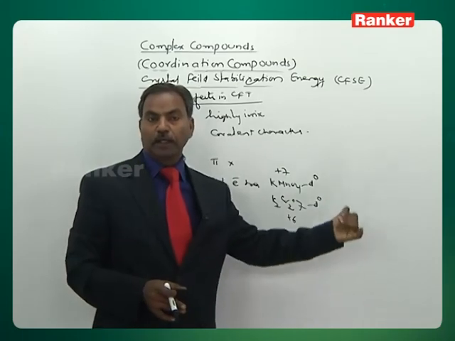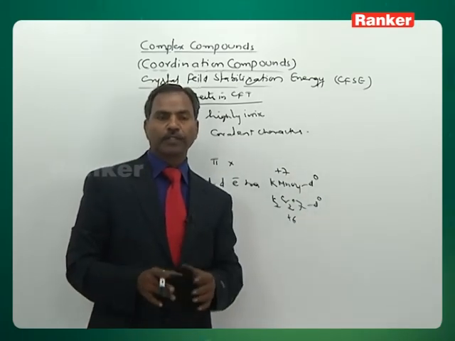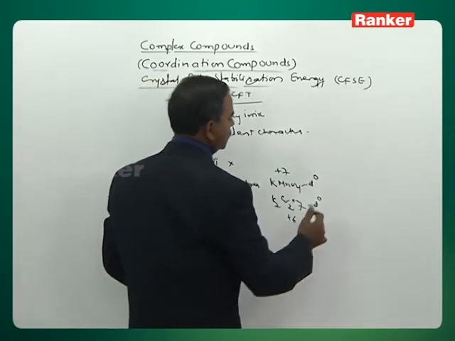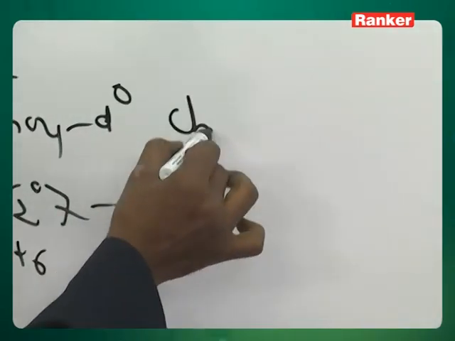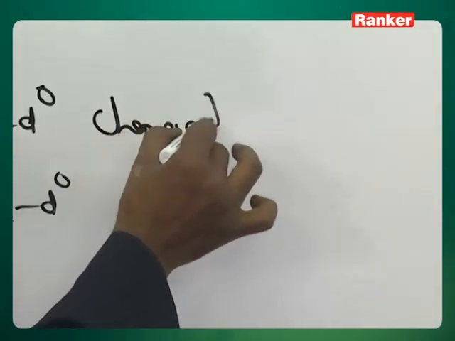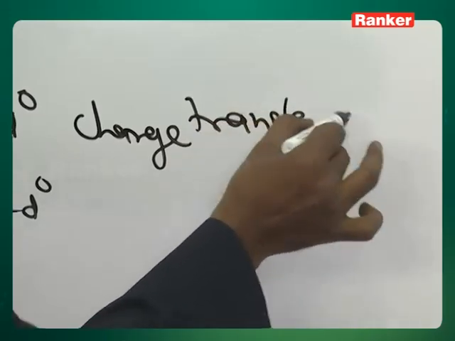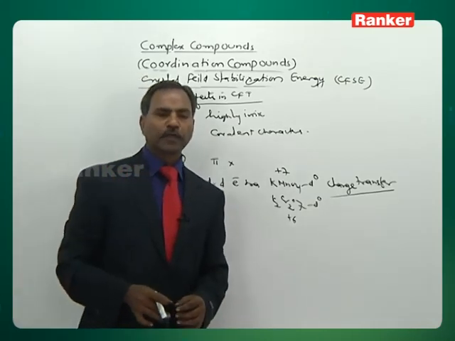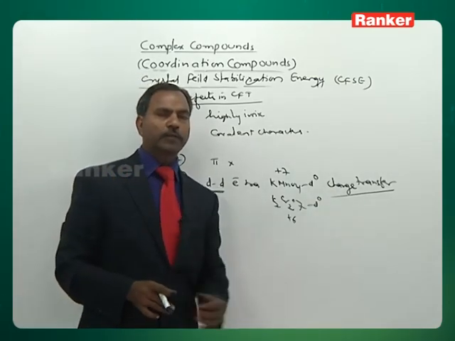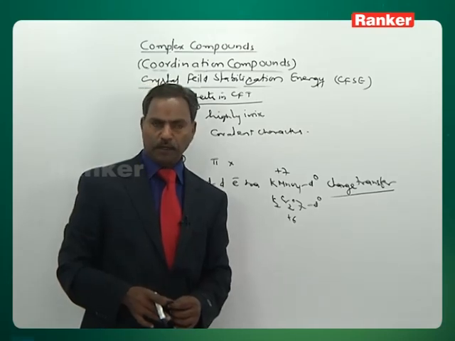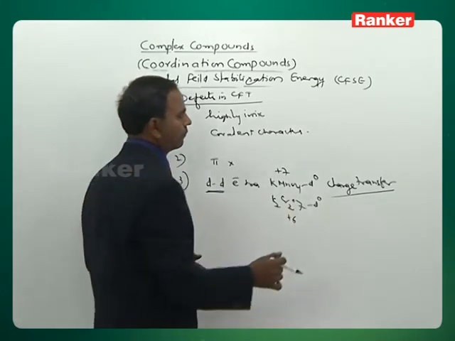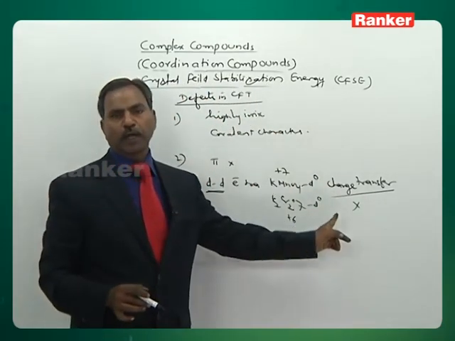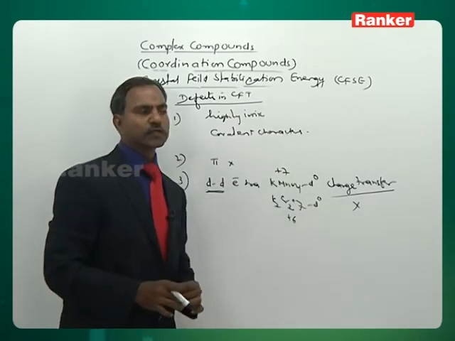But with d0 electronic configuration, they should not exhibit color. Yet they exhibit color, due to a very important phenomenon known as the charge transfer phenomenon. This is very, very important to remember. KMnO4 and K2Cr2O7, even though d0 configuration, exhibit color due to charge transfer. But crystal field theory fails to explain the color properties according to charge transfer.